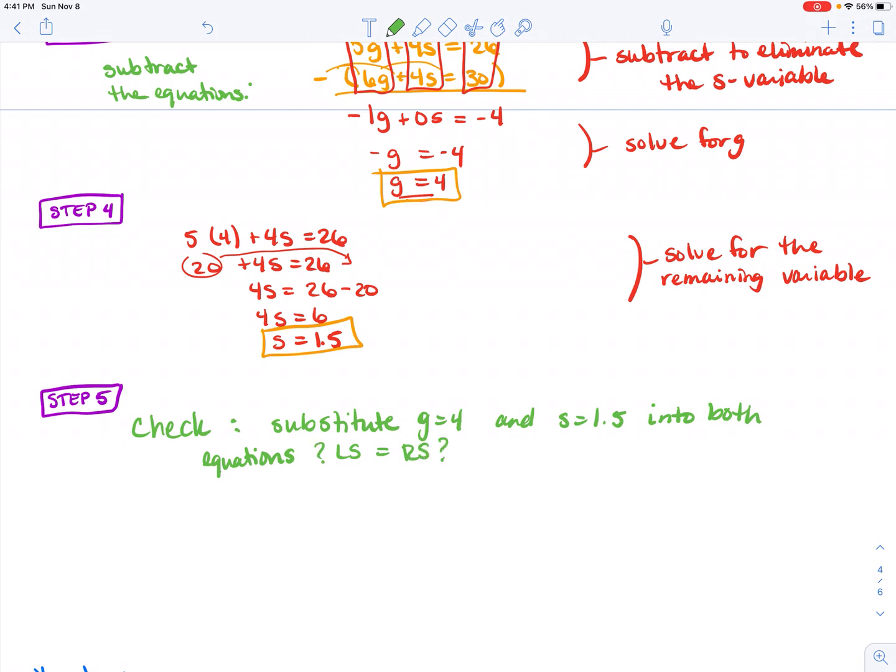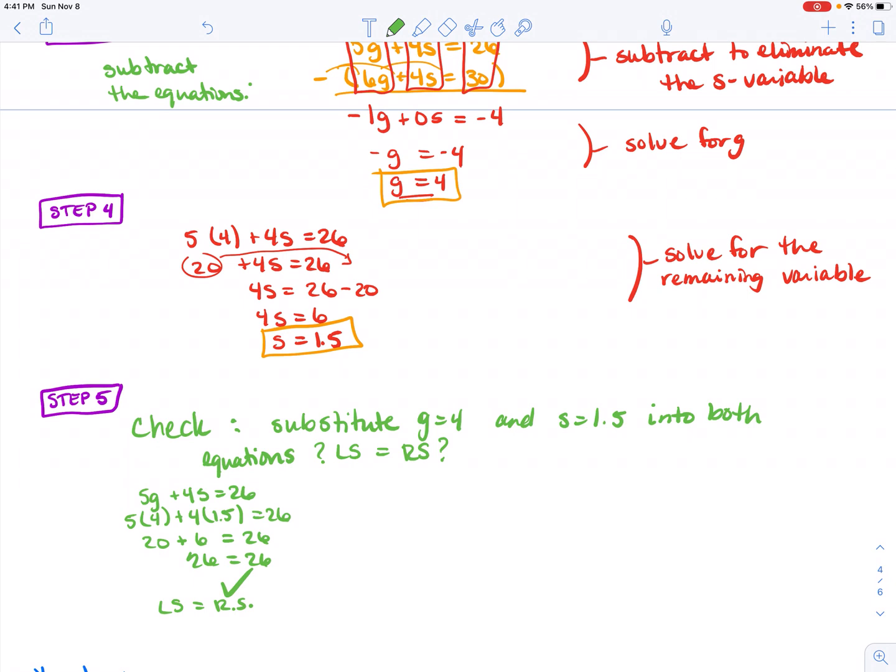So, if we start with the first equation, which was 5g plus 4s equals 26, I have 5 times 4 plus 4 times 1.5 equals 26, so that gives me 20 plus 6 equals 26, so I have 26 equals 26, and yes, that checks out because my left side does in fact equal my right side. Now let's check the second equation.